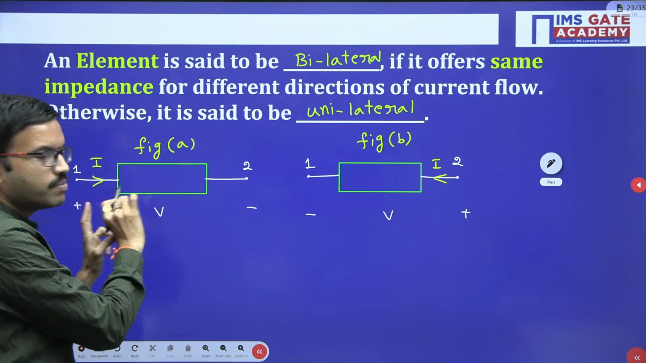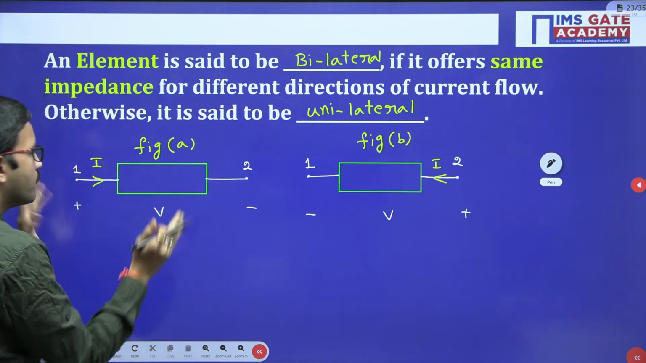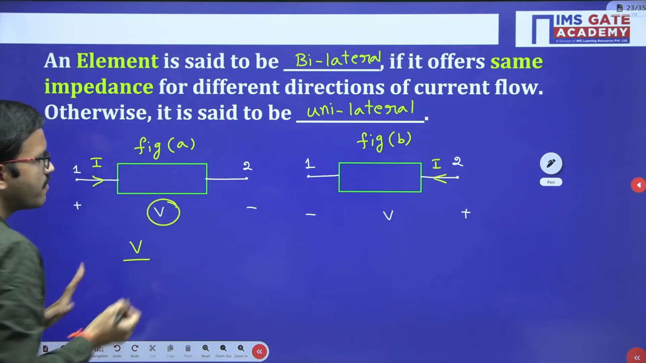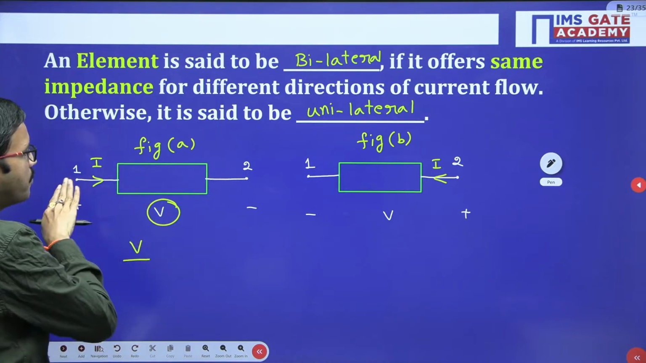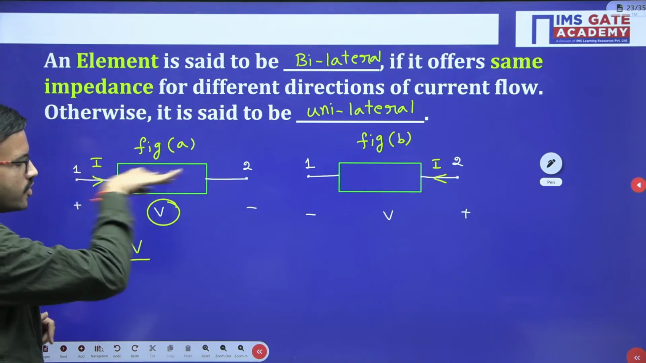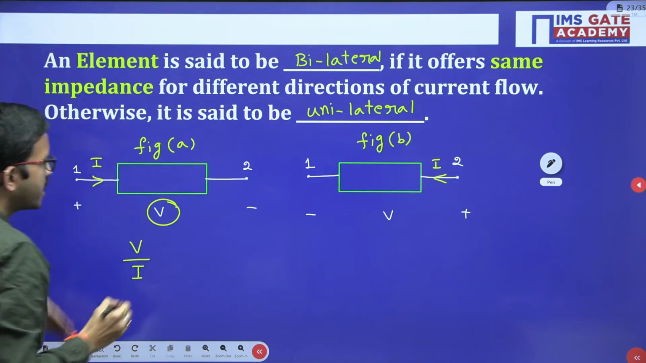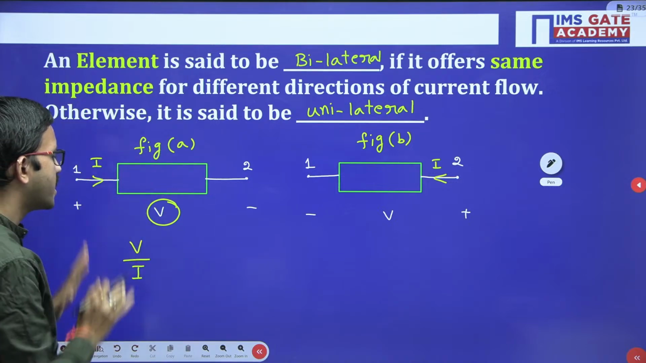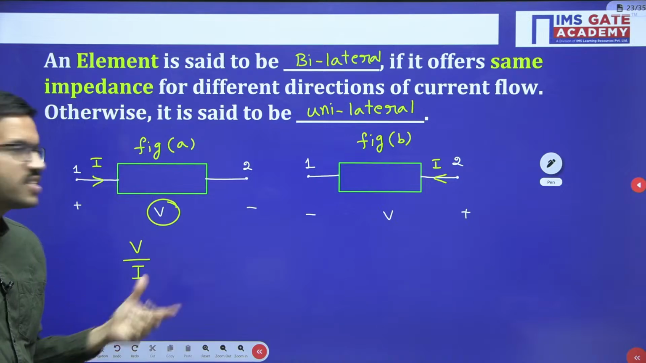Now just consider terminals 1 and 2. Between 1 and 2, you have the voltage V, and between 1 and 2, the current I is flowing like this. You take the ratio of voltage and current. That is nothing but impedance. This is case 1.